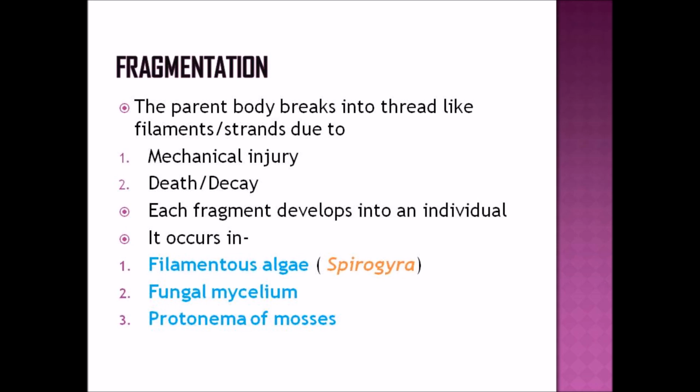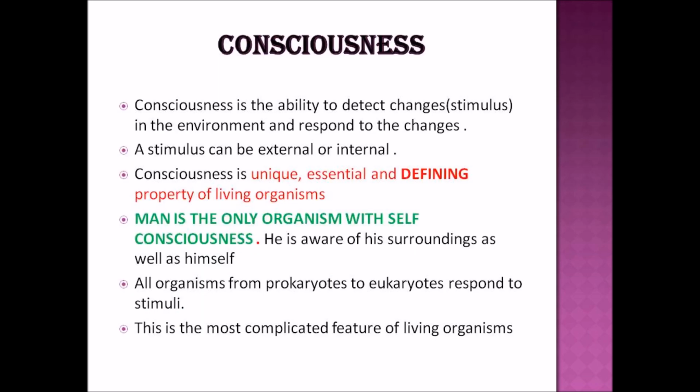In fragmentation, the parent body breaks into thread-like filaments or strands, maybe due to mechanical injury or due to death and decay. Each fragment will then develop into an individual. It occurs in filamentous algae like Spirogyra, fungal mycelium, and the protonema stage in the life cycle of mosses.